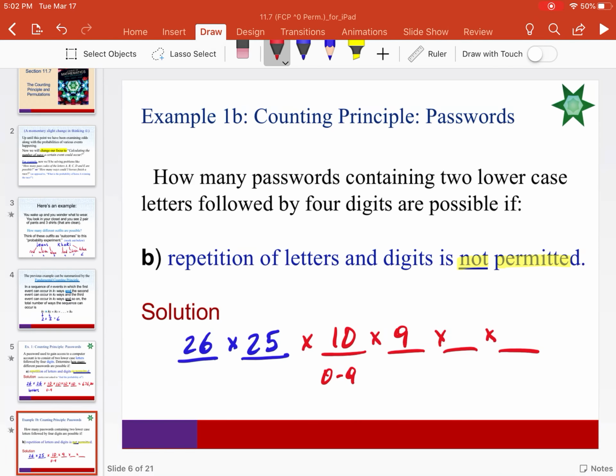All right, so if you grab your calculator, 26 times 25 times 10 times 9 times 8 times 7, you should get, let me try that again. I missed a digit. Now this time you're going to have less because of the repetition not being allowed. 327,600.